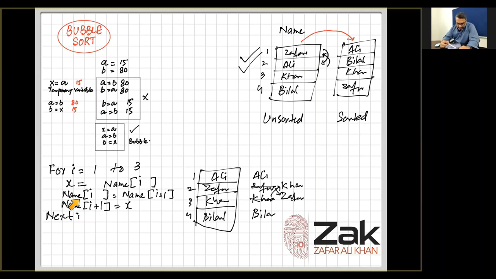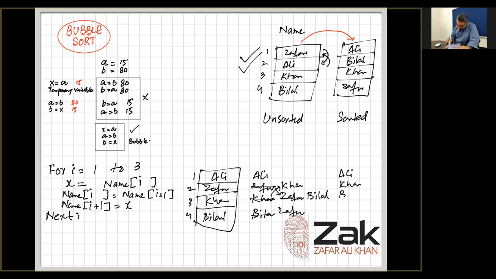Name 3 is equal to name 4, I plus 1. So this Zafar has now become Bilal. And then I plus 1, which is 4, is equal to X, which is now Zafar. So now the array's position has become like this: Ali, Khan, Bilal, and Zafar.